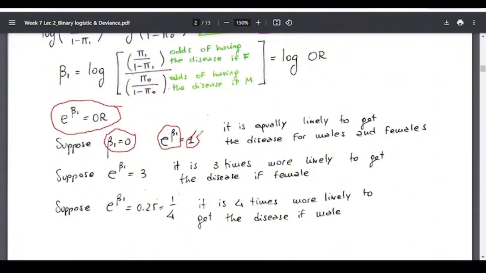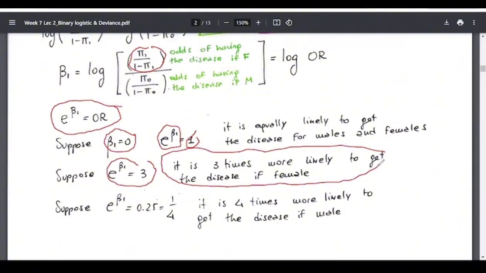Okay, now, what if the odds ratio is giving us 3? Please pay attention. If it's giving us 3, what do you have in the numerator? The 1 in the numerator is for female. So I'm going to say it is 3 times more likely to get the disease for female, because female is in the numerator. Because having an odds ratio of 3 means 3 to 1. Does that make sense? Okay.